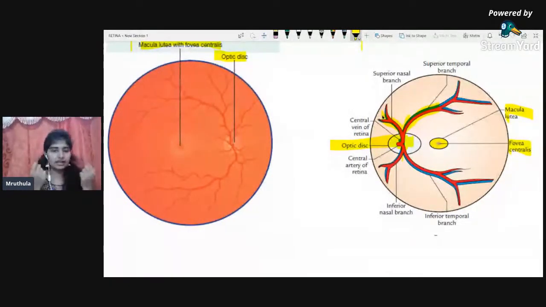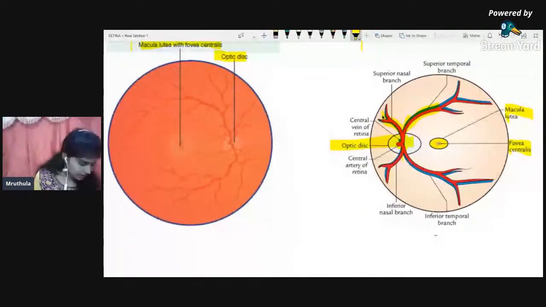As this central retinal artery of my eye pops out through the optic disc, the superior branch and the inferior branch are given. The superior branch then divides into two branches. The one which goes medially, towards the nasal aspect, is called the superior nasal branch, and the other one which goes laterally is called the superior temporal branch. The same happens on the inferior aspect. We have the inferior nasal branch and the inferior temporal branch.